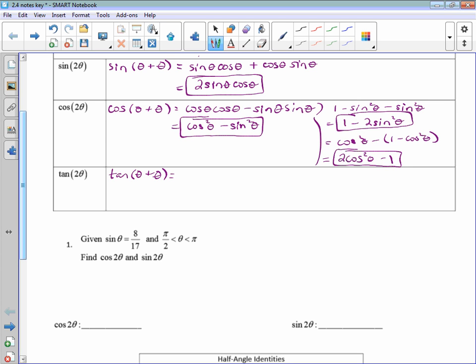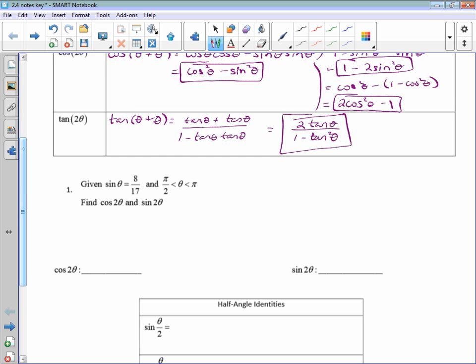So then let's look at our tangent. What would I write for my tangent formula? Theta plus theta. Tangent theta plus tangent theta over 1 minus tangent theta times tangent theta. So how about 2 tangent theta over 1 minus tangent squared theta? Okay. More formulas for you to know and love.